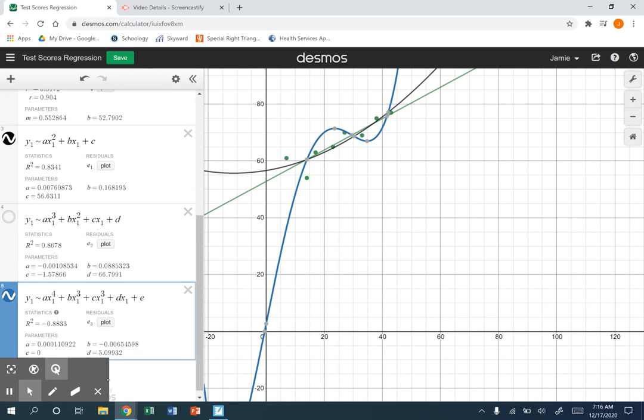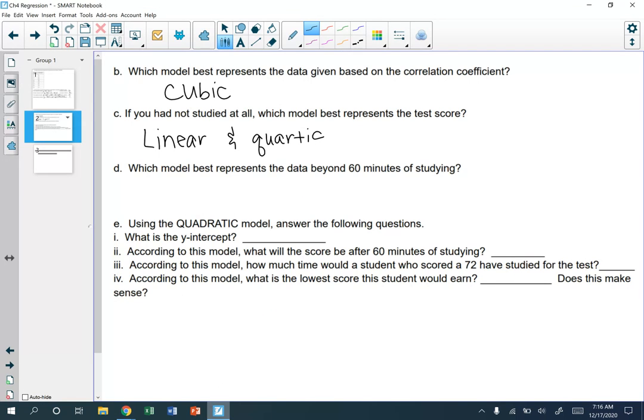Quartic is the blue one. And we see that as we study more right here, but then we reach a max and then we drop down. That's just not likely to happen, right? So the best options here are quadratic and linear. So these are really good questions for really analyzing and understanding what we're looking at here and what our graphs mean and really interpreting this data.